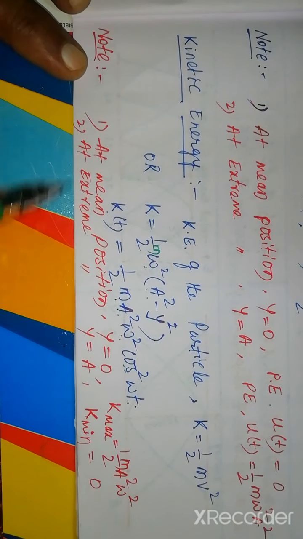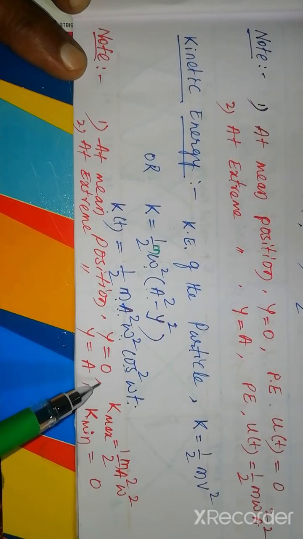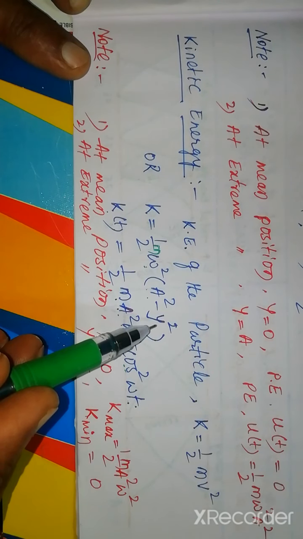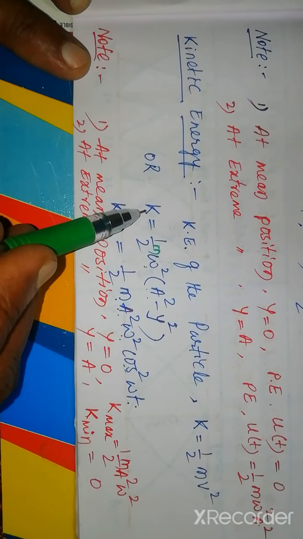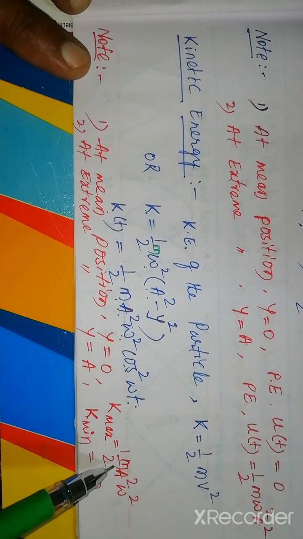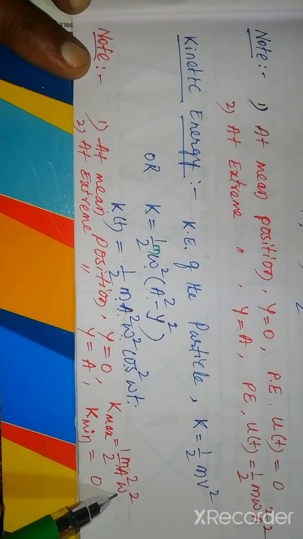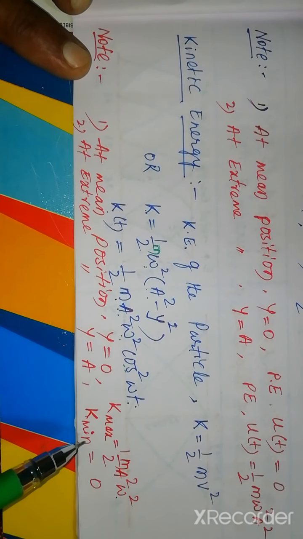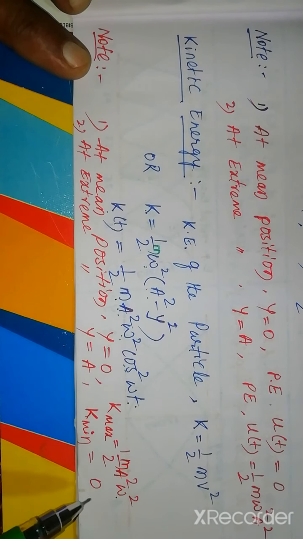Note number 1, at the mean position displacement y is 0, so kinetic energy is a maximum. Substituting y as 0, the kinetic energy becomes a maximum, that is half m a square omega square. At the extreme position, displacement is equal to amplitude, then kinetic energy is a minimum. The particle or the body momentarily stops at the extreme position, velocity reduces to 0, thereby kinetic energy becomes 0 at the extreme position.